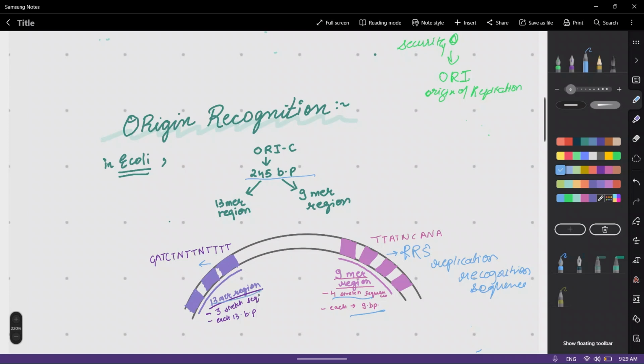It is basically a 13-mer region. It consists of three stretches of sequences, where each is 13 base pairs long. This region is known as the DUE element.